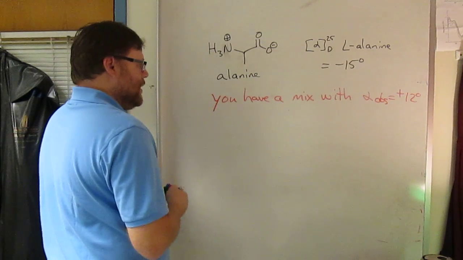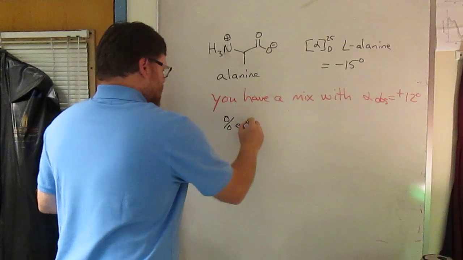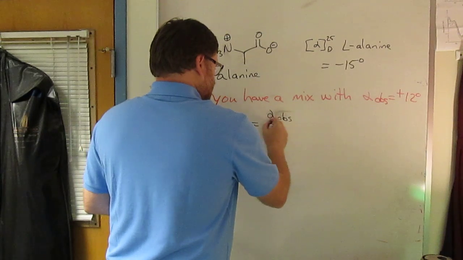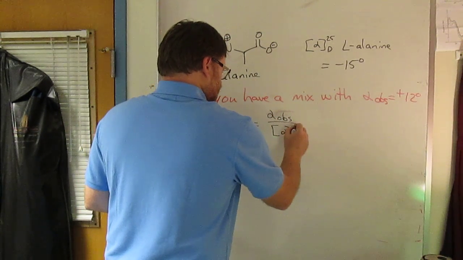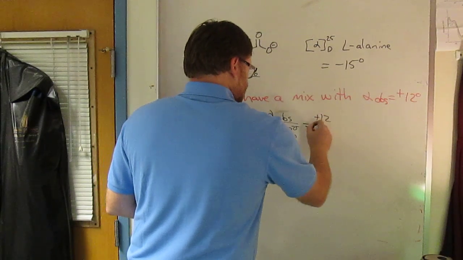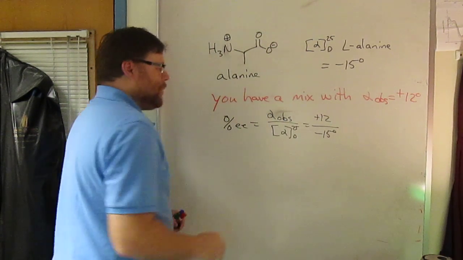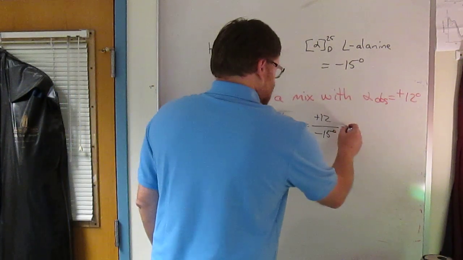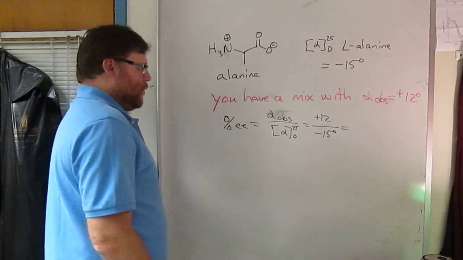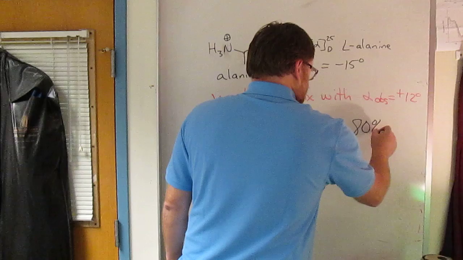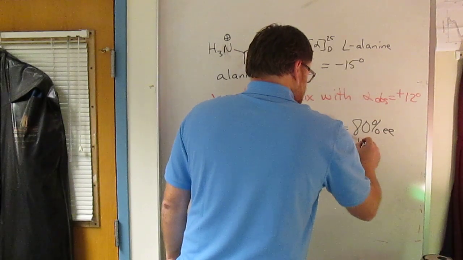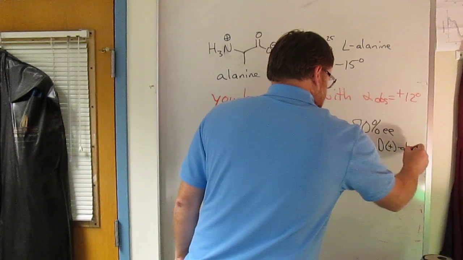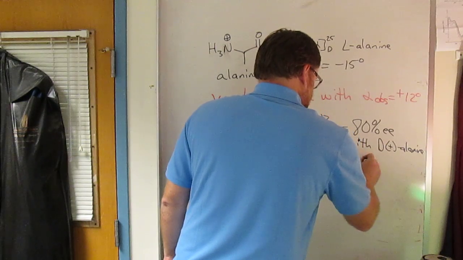So percent EE is, by definition, the observed rotation divided by the specific rotation. In this case, plus 12 divided by 15. I put that plus in there. You don't need it. The plus is going to tell you which enantiomer is the major enantiomer. So this is, golly, what is that? That's 4/5. So this is 80% EE with D-alanine as the major component.